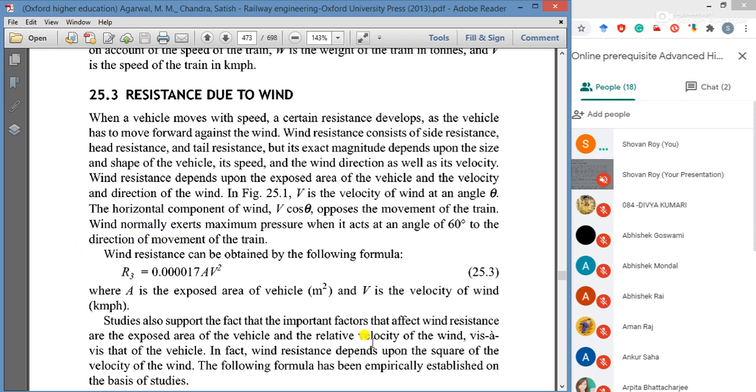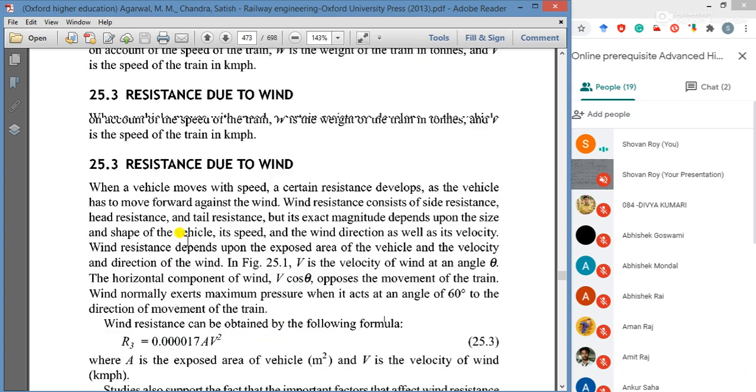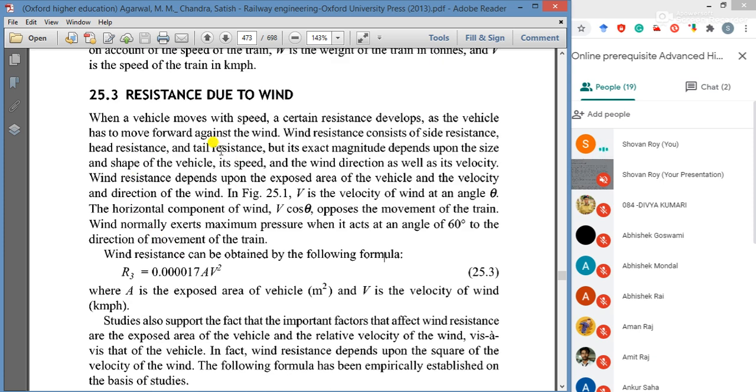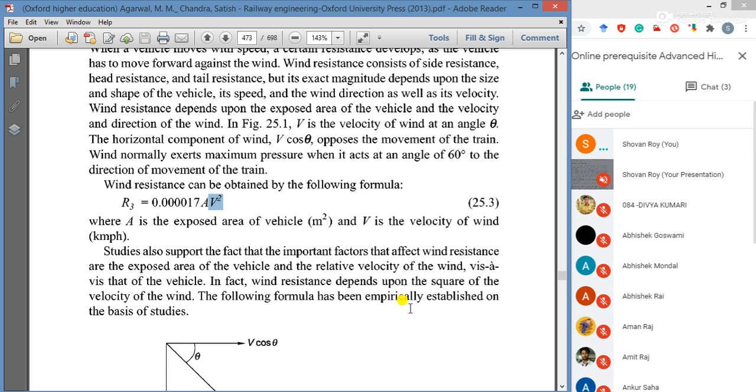Okay, so wind resistance can be obtained by the following formula. Same like R1, R2, wind resistance is defined by R3, and the formula of R3 is 0.00017 A V squared, where A is the exposed area of the vehicle and V is the velocity of wind. Okay, don't be confused because this velocity is the velocity of wind, but during calculation it is very difficult to remember which V is this.